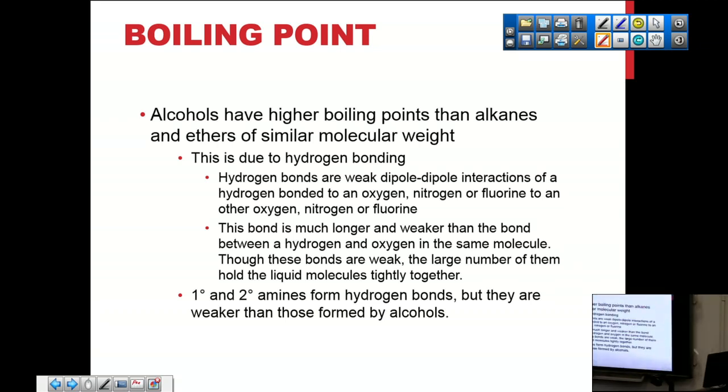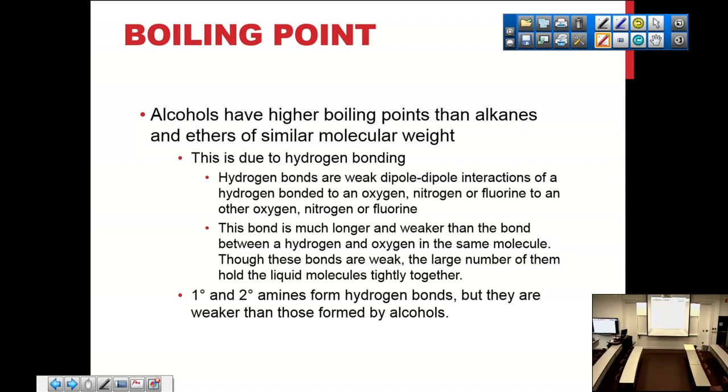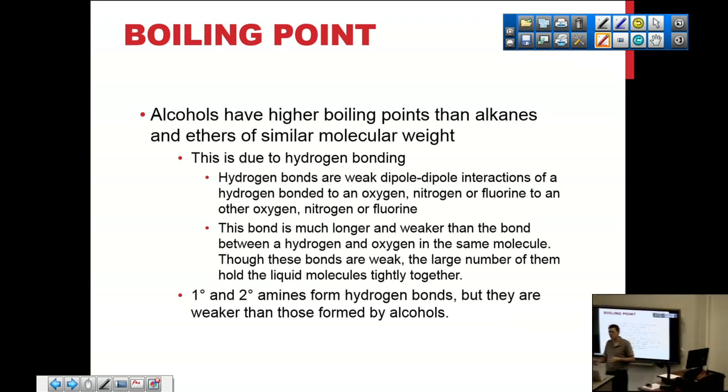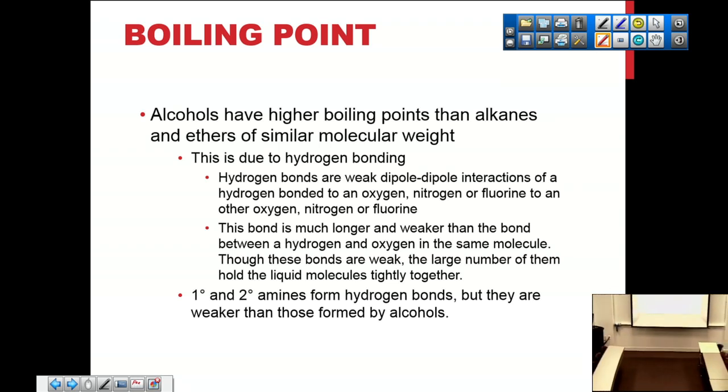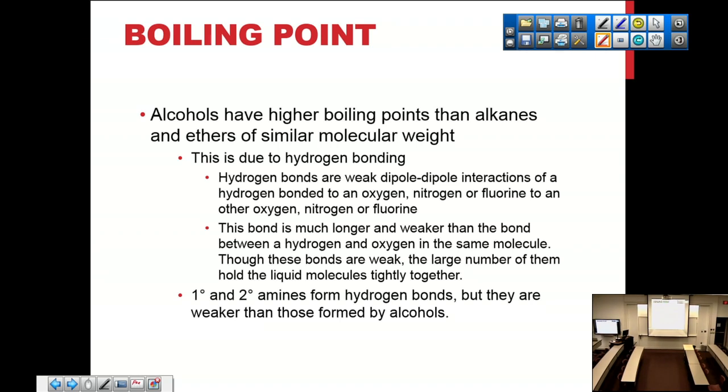If you have the ether, methoxymethane, it boils at negative 140, I think. It's still C2H6O, but it boils at like 200 degrees lower, if not more, than ethanol. And the reason for this huge difference in boiling point is hydrogen bonding.